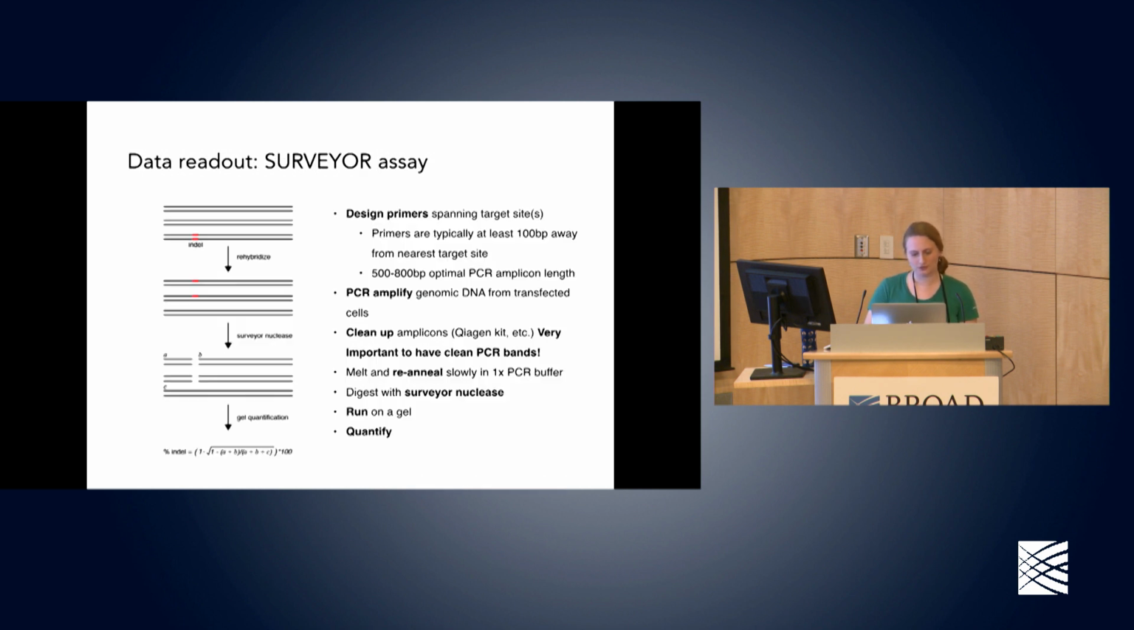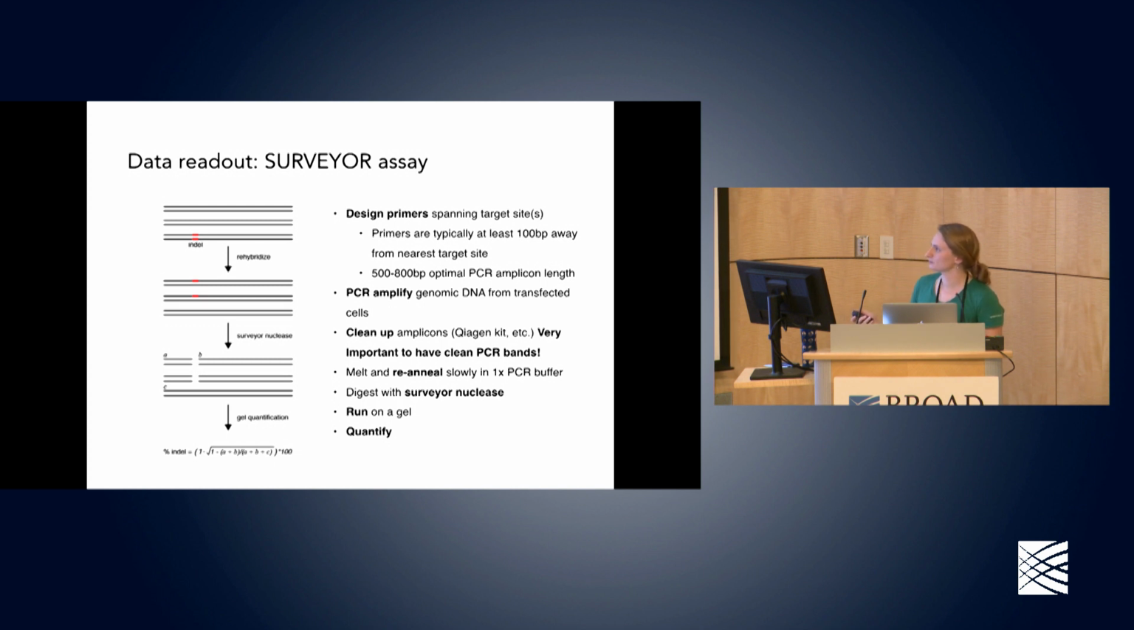So there are two main ways that we are able to assay genome editing. The first is called Surveyor. Surveyor can be done in virtually any lab that has access to basic molecular biology equipment, and it can be done in a day, so it's pretty simple to use. The only main downfall with Surveyor is that it's low throughput.